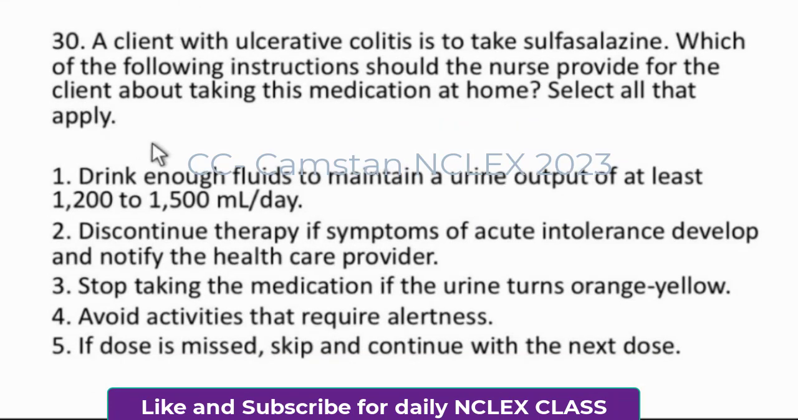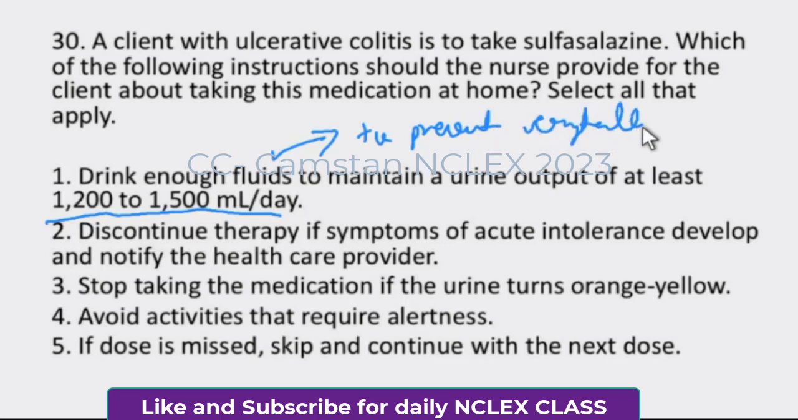Number one is drink enough fluids to maintain a urine output of at least 1200 to 1500 ml per day, right? The fluid intake in the client should be sufficient to prevent crystalluria and stone formation. So the first option is correct.